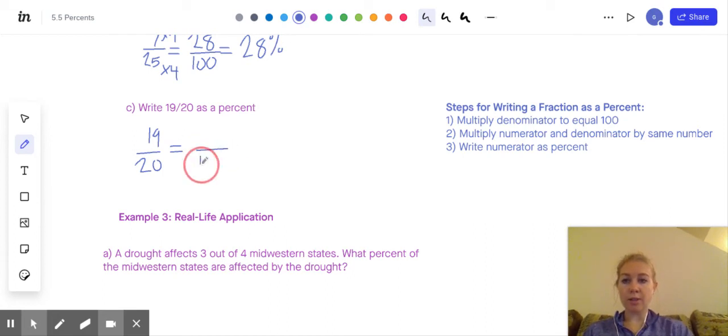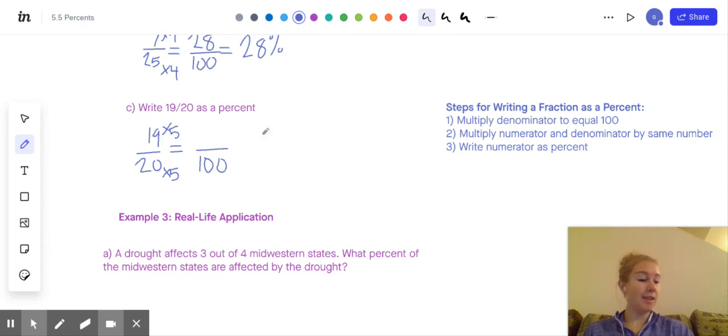Okay, equivalent fraction where denominator is 100. All right, I know 20 times 5 is 100. So times 5, times 5. You could also think of it as covering up one of these zeros in 20 and 100. So you could say 2 times what equals 10. Well, I know 2 times 5 is 10. And same as 20 times 5 is 100.